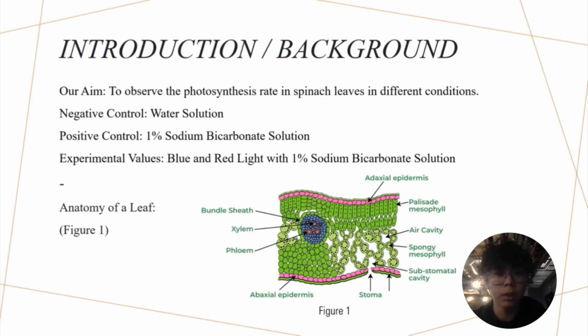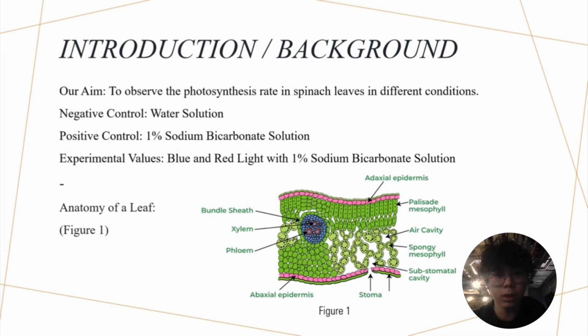In this laboratory experiment, we aim to observe the photosynthesis rate in spinach leaves. This was done in a water solution as a negative control and bicarbonate solution as a positive control. Afterwards, our lab group introduced blue and red light variables to the 1% bicarbonate solution to test the rate of photosynthesis in said experimental conditions.